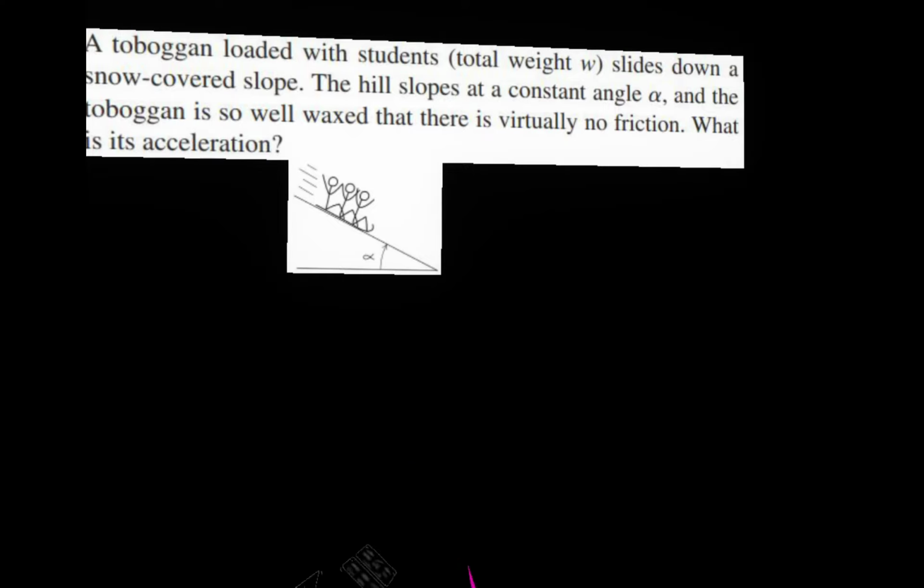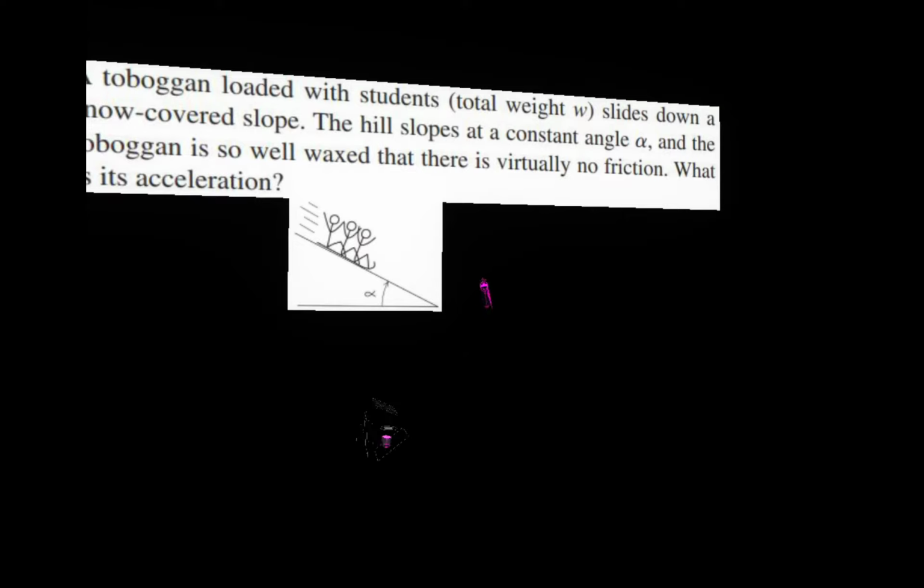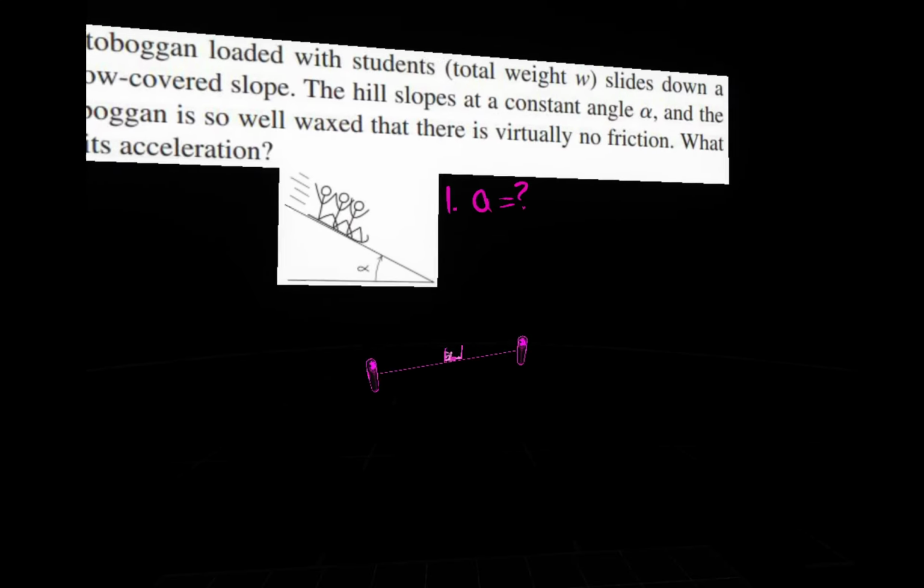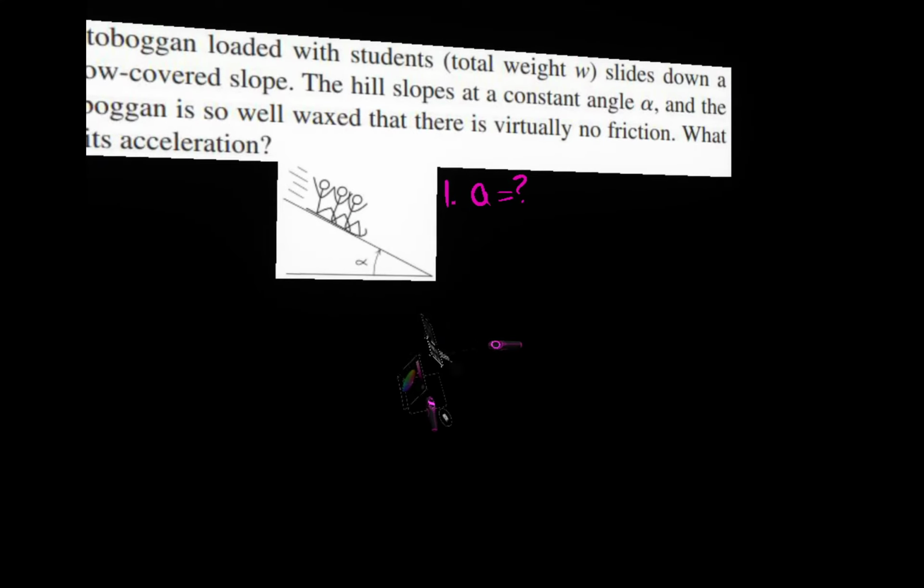So a toboggan loaded with students, total weight W, slides down a snow-covered slope. The hill slopes at a constant angle alpha, and the toboggan is so well waxed that there's virtually no friction, because, of course, we have not covered it yet. What is its acceleration? So right off the bat, step 1, what are we solving for? Acceleration. We want to know its acceleration. Done. Nice. All right, let's do this.